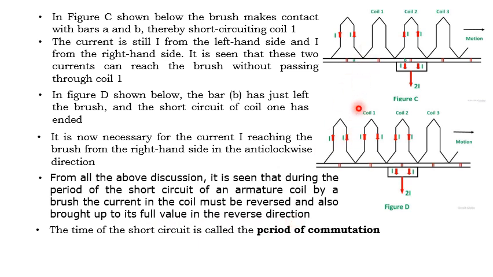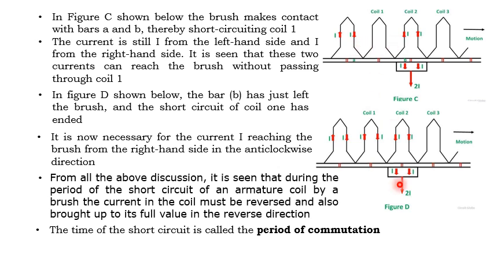Now, just by considering all these discussions, we can conclude that during the period of short circuit of an armature, when the armature coil is short circuited by a brush, the current in the coil must be reversed. See, these two are short circuited here. So here the current direction will be in this direction, and then it will be in the anti-clockwise direction. Here the current is reversed.